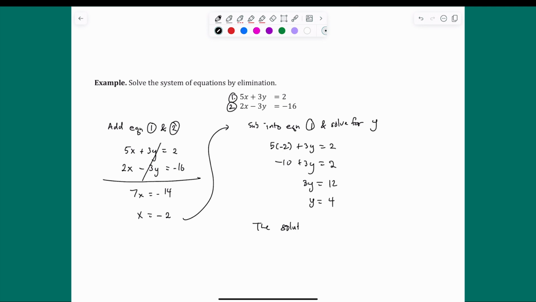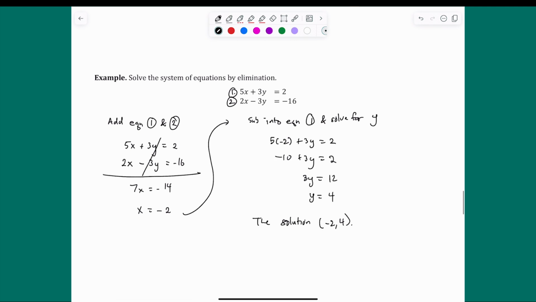And of course, you can check your solution. I'm not going to do that here. It is negative 2 comma 4. Let's try another example.